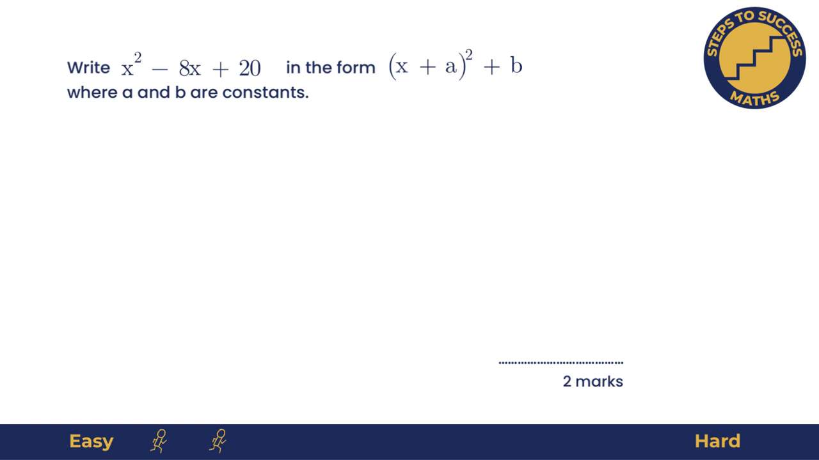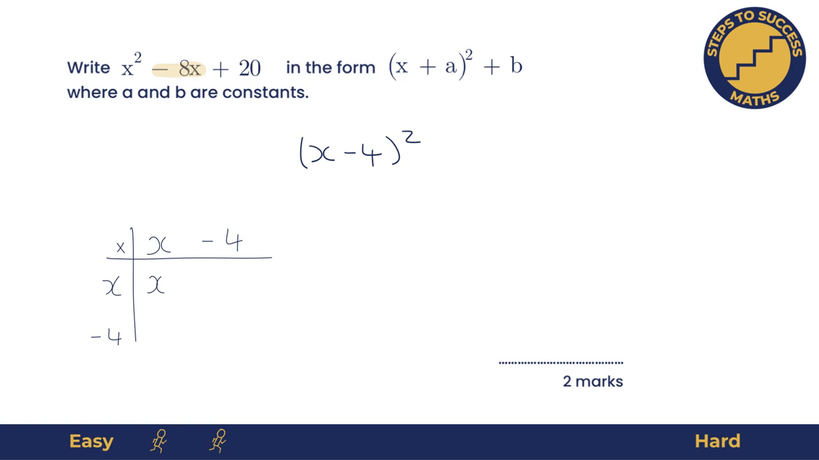Here's the next question. Write x squared minus 8x plus 20 in the same form as before. So we're completing the square, using the bracket x, then something, and squared. So we're going to halve this x term, so half of negative 8 is negative 4. Now we're going to multiply it out to see what we would get. So (x take away 4) times (x take away 4).